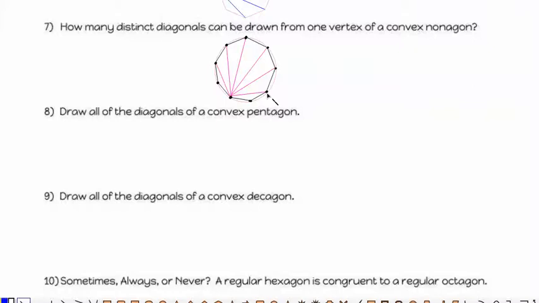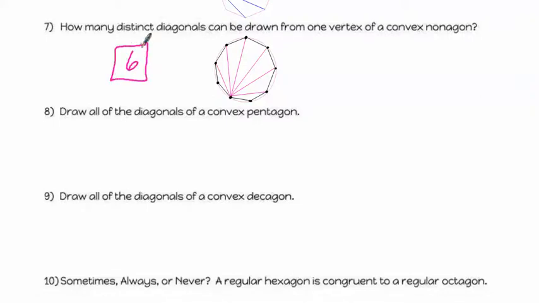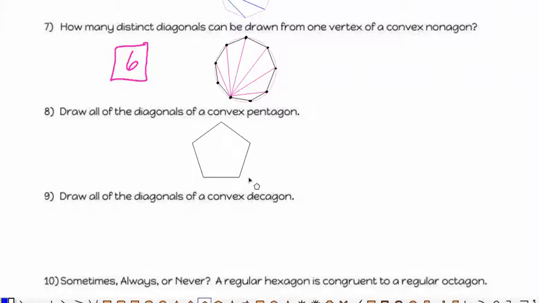And to answer the question, how many distinct diagonals do we get? 6. Draw all of the diagonals of a convex pentagon. Note it says all of the diagonals, so we start with our pentagon. And we draw all of the diagonals that are possible. So, 1, 2, and that's all from one vertex.